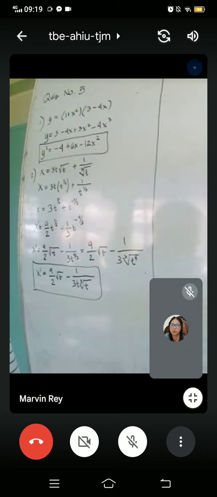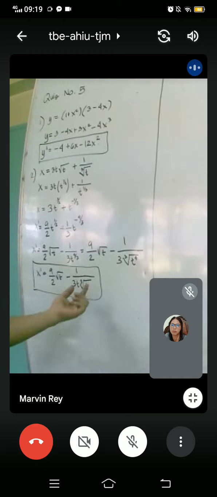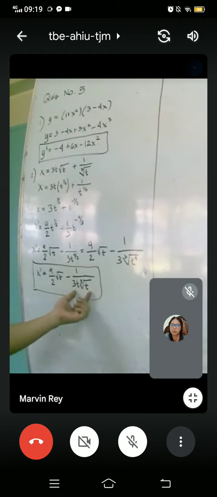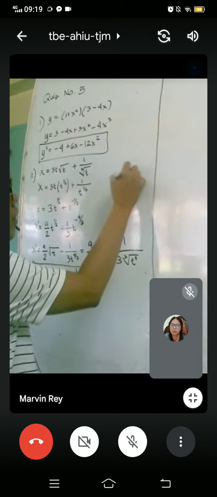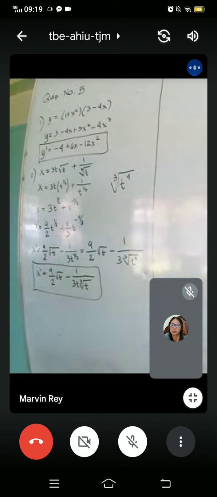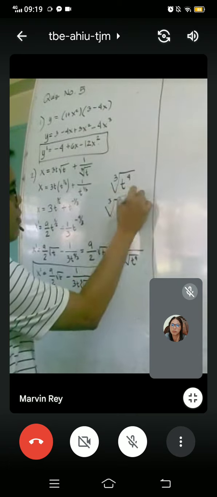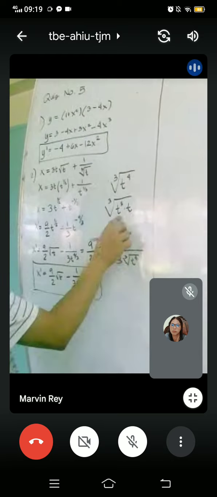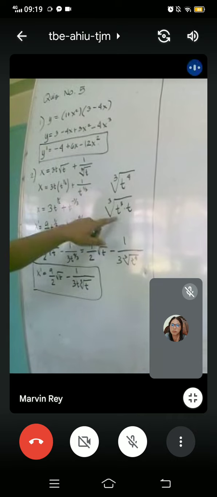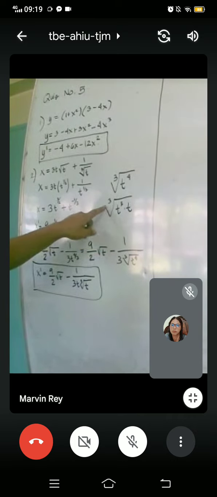Sir, why did the t come out? Cube root of what? Cube root of t to the power of 4, and t to the power of 4 is also equivalent to what? t cube times t. So you can separate it: cube root of t cube, times the cube root of t.